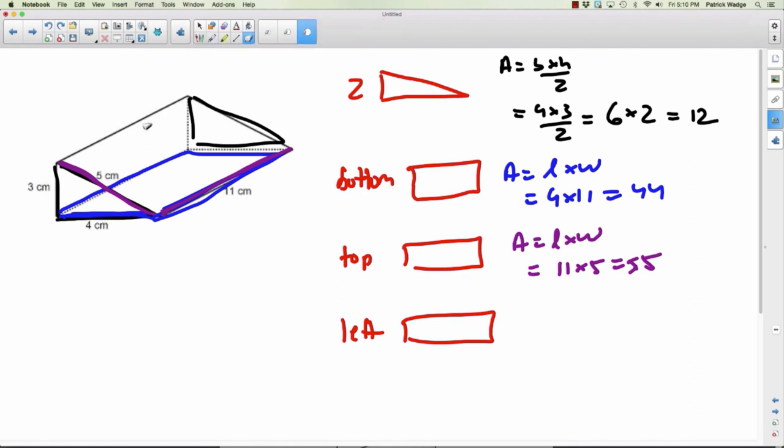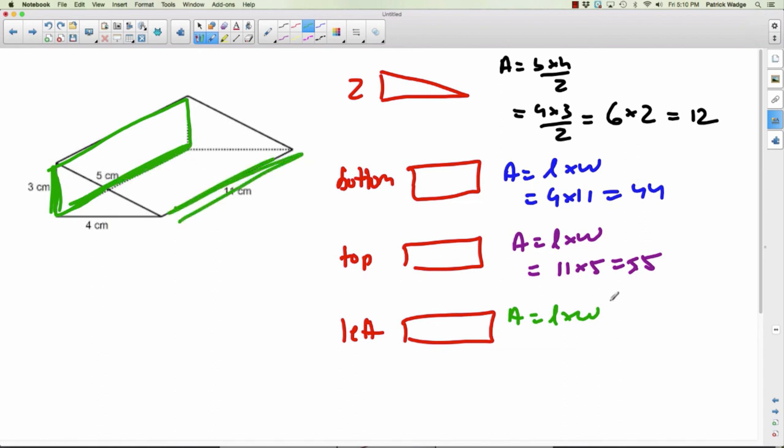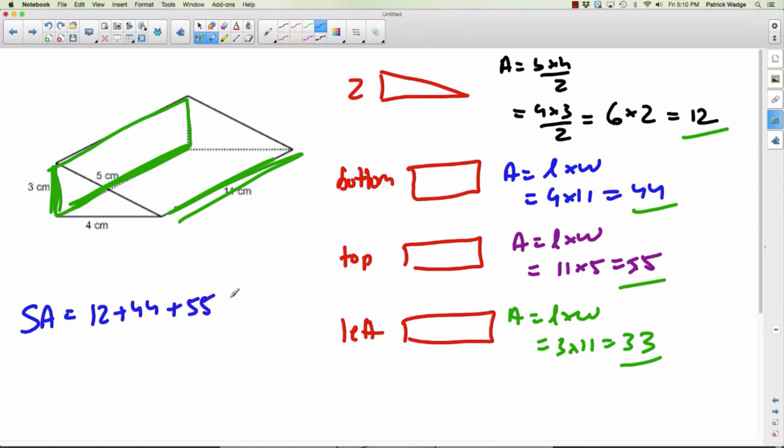And finally, on the left, I'm going to erase all this so we can see it a little bit better. The one I'm talking about now is this one here. It's a rectangle, so it's going to be length times width. What are the dimensions? 3 by 11 again, right? Same as this. So 3 times 11, which is 33. Don't multiply by 2, there's only one of them. Okay, we add this, this, this, and this, and we'll have our total surface area. So 12 plus 44 plus 55 plus 33 equals 144 centimeters squared.